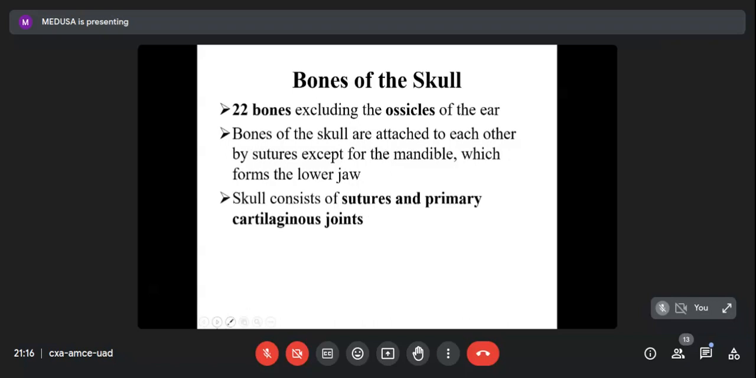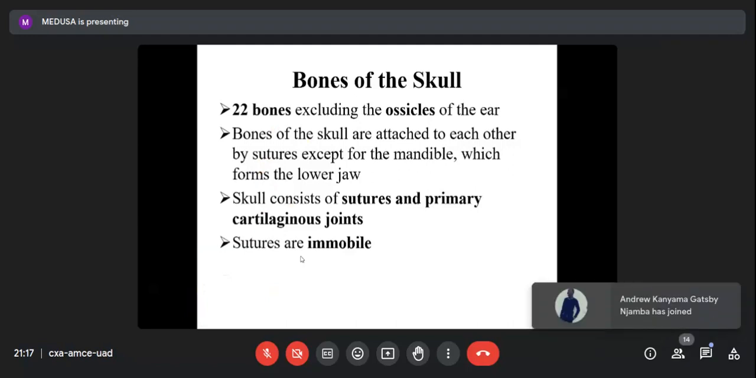Also, we need to know that the skull has sutures, as we said, and that cartilaginous joints are also there. Probably I had forgotten to talk about that. It's important to know. And then we should also know that the sutures are immobile. The sutures are immobile.